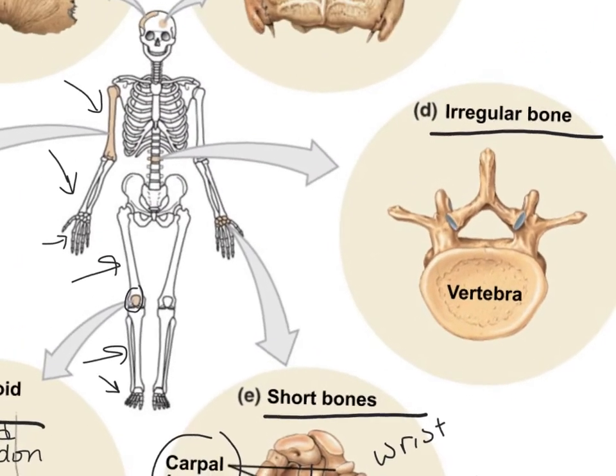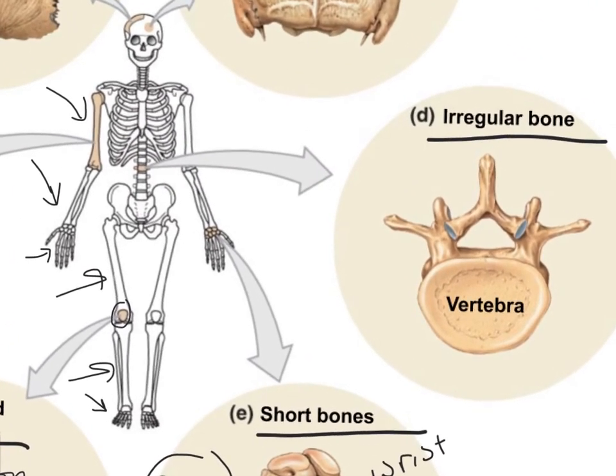Then we have irregular bones. An irregular bone just doesn't have a lot of uniformity to it. We notice this when we look at the vertebrae, the bones in your spine. There are many bones, like 31. We have some in the cervical, thoracic, lumbar, and sacral regions, and in the coccyx. So there's a lot of these bones. But they're irregular because the front of it does not look anything like the back of it. So we call it an irregular bone.